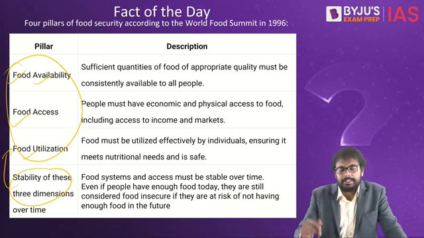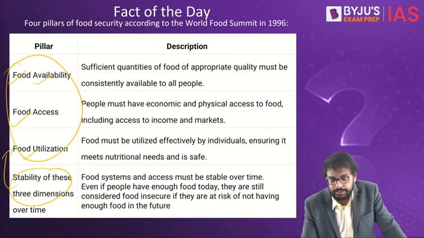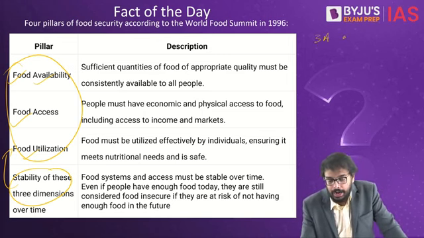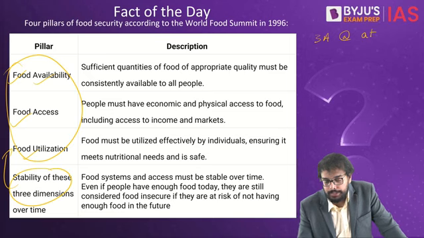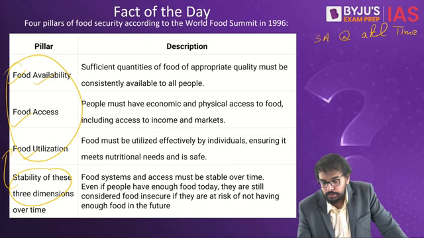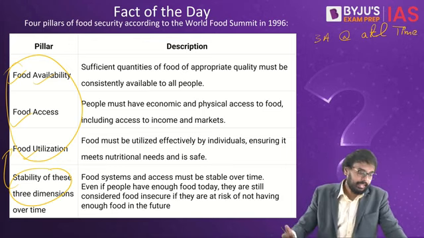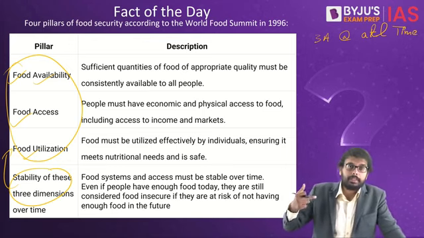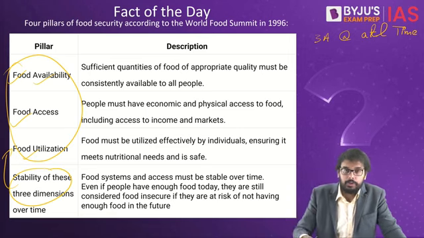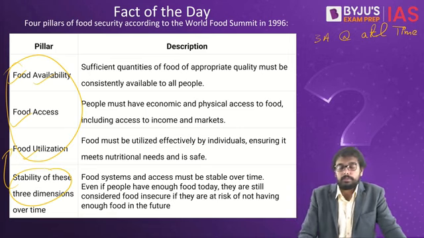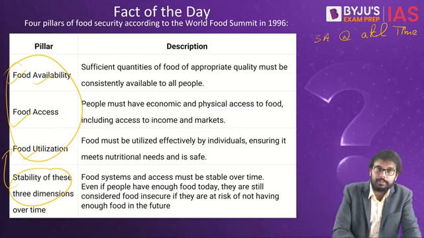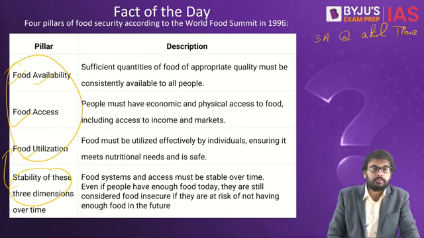So in simple language, when you're writing a GS answer, we can write it as 3 A's at all times. So that is the definition of food security. What is 3A? That is availability, affordability, and assimilation of food at all times. So that is called your food security. Is it clear? So this is the definition of the broad dimensions of your food security.